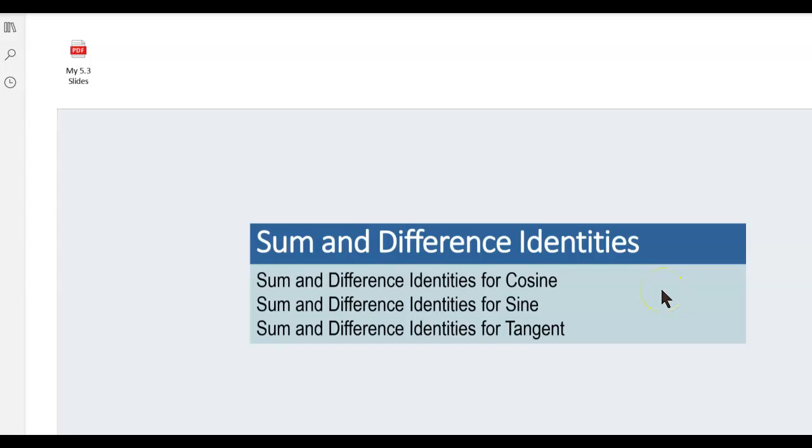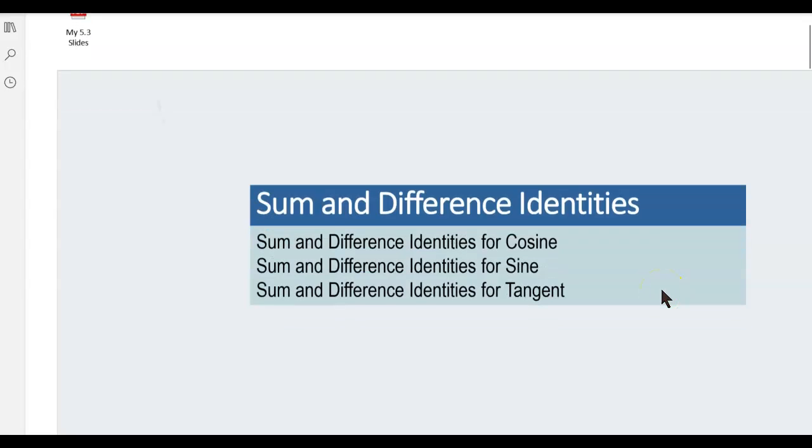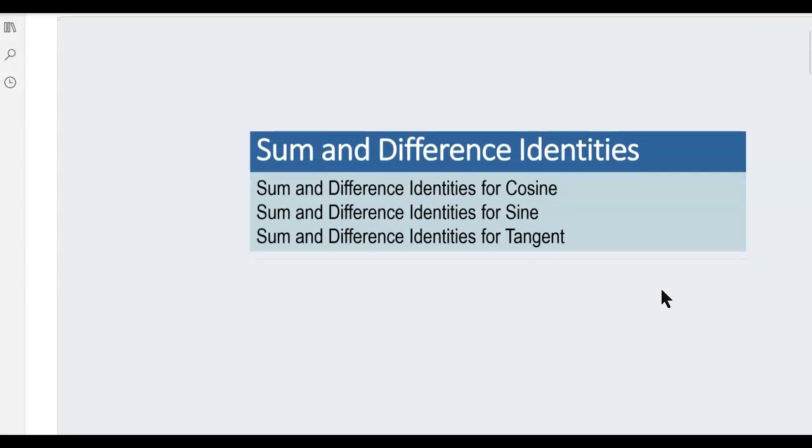Hello students, this is a short video in which we're going to look at the sum and difference identities for cosine, sine, and for tangent. I'm just going to show you in this video how to use each of the formulas, and then in class we'll talk in more detail about some of the background information.